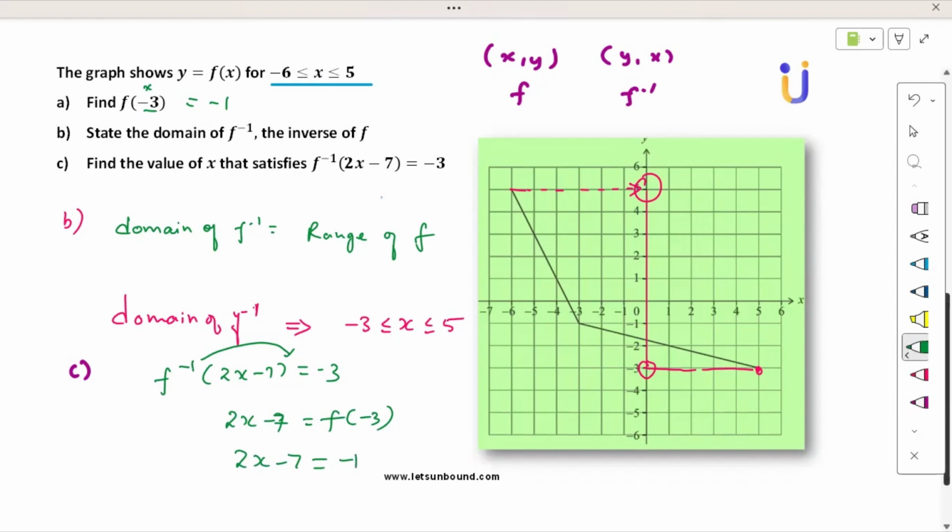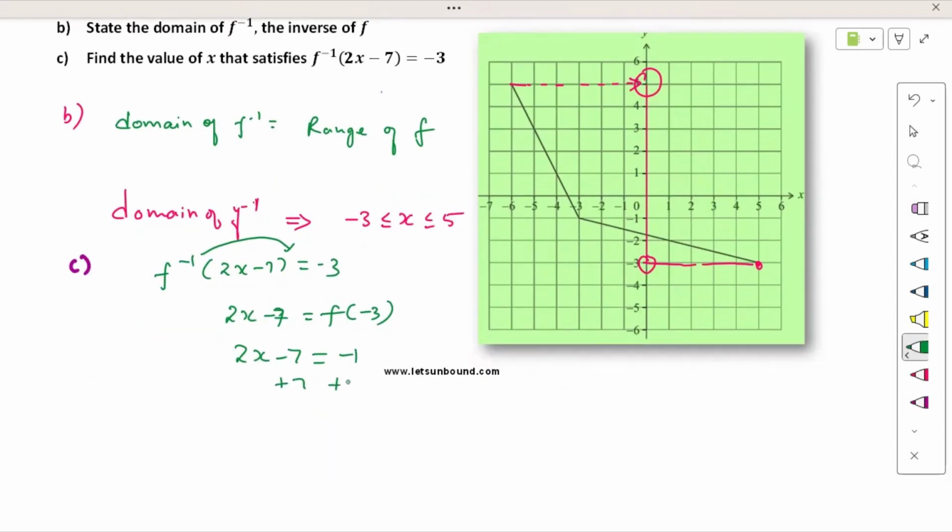Now you just have to simplify this. Add 7 on both sides, and you get 2x equal to 6. Then divide by 2 on both sides, and you get x equal to 3. So we got x is equal to 3 here. That is the value that satisfies it, when x is equal to 3. We covered all of them.